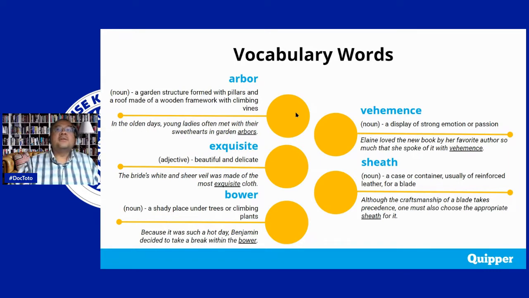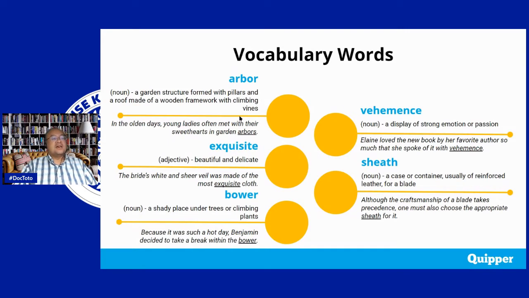Now for the vocabulary words, we have arbor, a garden structure formed with pillars and roof made of wooden framework with climbing vines. In the olden days, young ladies often met with their sweethearts in a golden arbor. Next is exquisite, beautiful and delicate. The bride's white and sheer veil was made of most exquisite cloth.